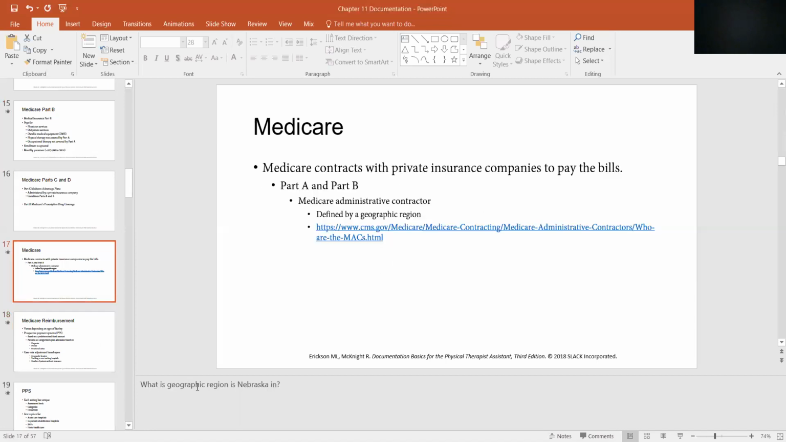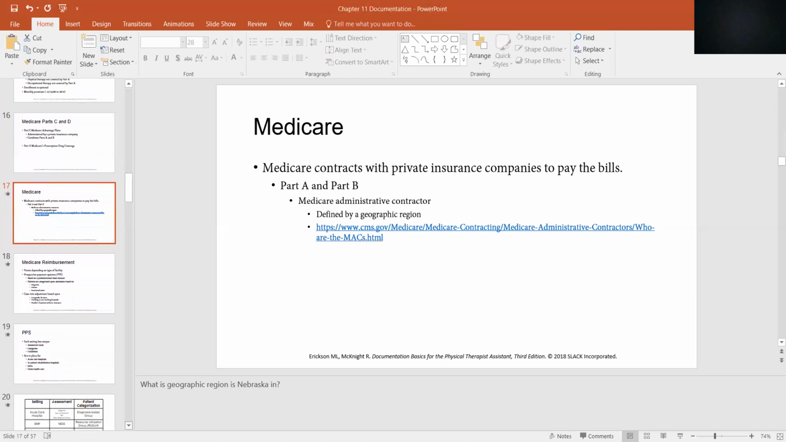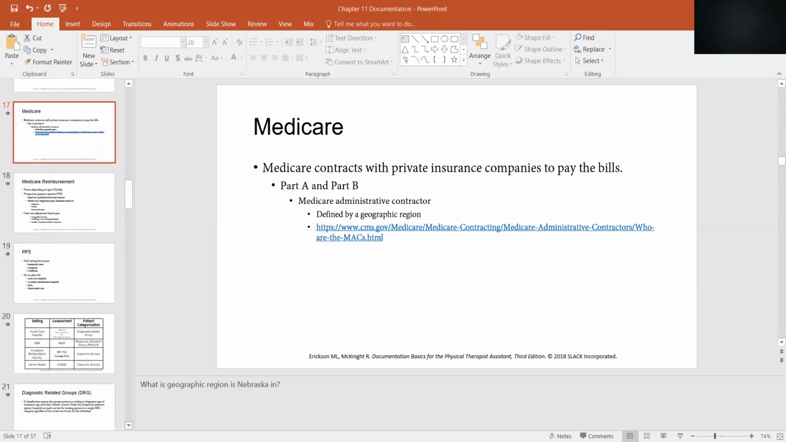I'm going to go back here for a second, and I kind of pointed out what geographic region Nebraska is in. That is something that you'll be able to look at when we look at those PDFs that I have on Moodle, giving you information on the MACs.